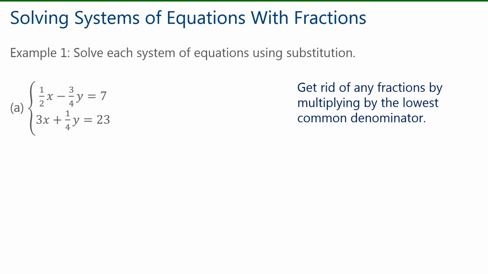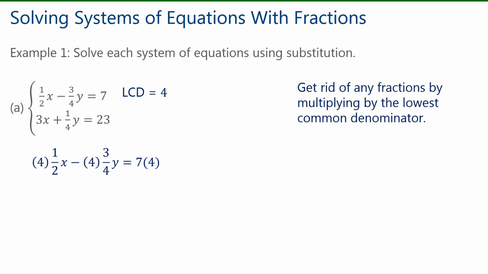So looking at the first equation in A, we have a half x minus 3/4 y equals 7. So the lowest common denominator here, or LCD, would be 4. So we need to multiply each term by 4. So 4 times a half x, 4 times 3/4 y, and don't forget to multiply 7 by 4 as well. Even though it doesn't have a fraction, you have to multiply the whole equation by 4.